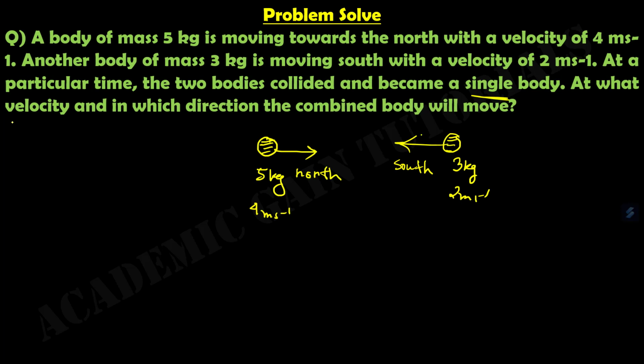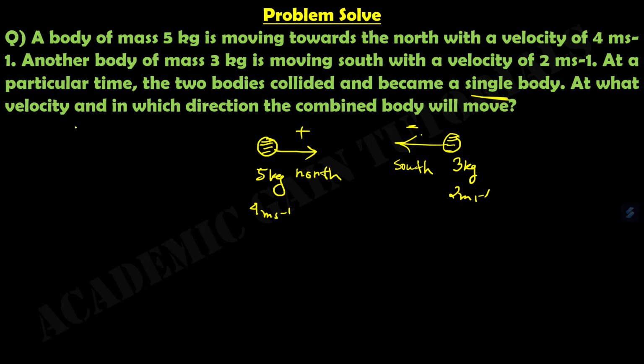So to solve this problem, we know that if we take the north side as positive, then automatically the south side will be negative for velocity, because velocity is a vector quantity. If I take the north side as positive, then automatically the velocity on the left side will be negative. We discussed this in our previous lectures.